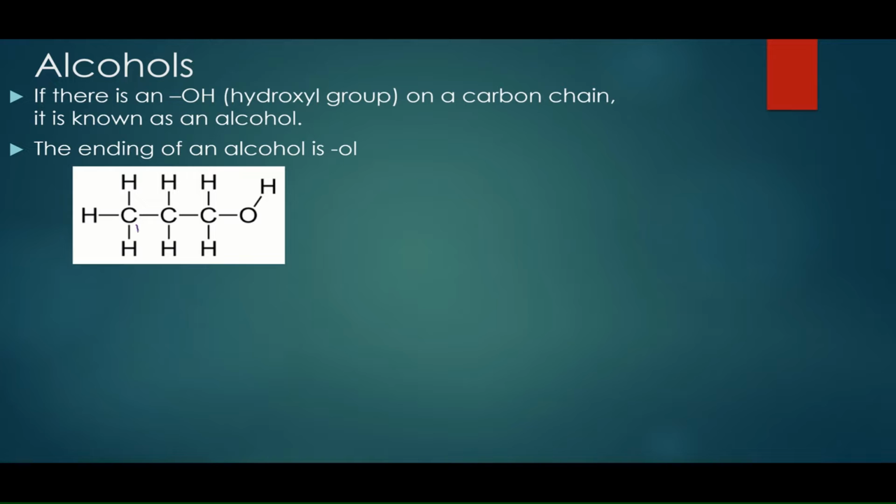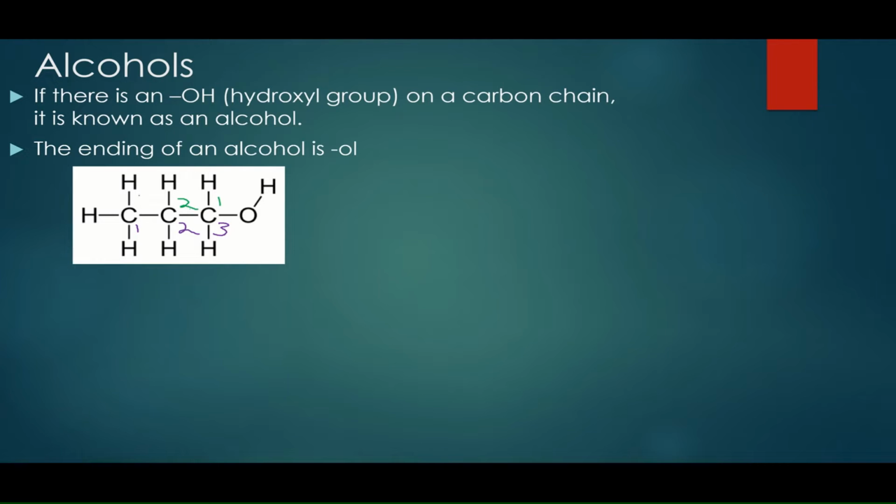Again, if we're going to number this, we'd say 1, 2, 3 carbons. So our prefix for 3 carbons is prop. We're going to change the ending to OL to indicate that we have this alcohol on it. Similar to our double and triple bonds, we need to add a number to make sure we are correctly stating where that alcohol is. And our rules still apply.